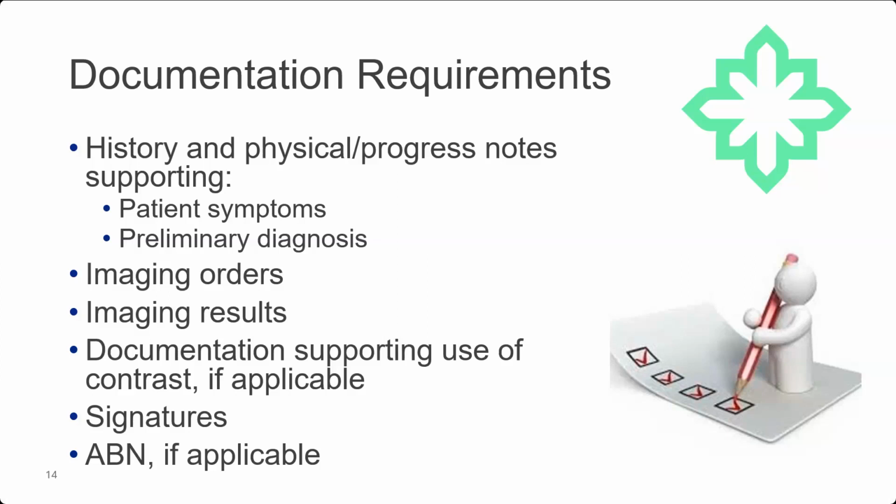Other things you may have to have in order are things like orders, the results of the CT scan, the documentation of if you use contrast media and what kind of contrast media and how much. Finally, if you have reason to believe that Medicare would not pay for this service for this beneficiary on this day, and you happen to issue an ABN, then we ask you to submit that to us as well.